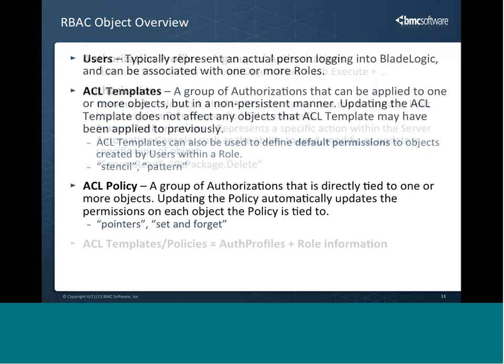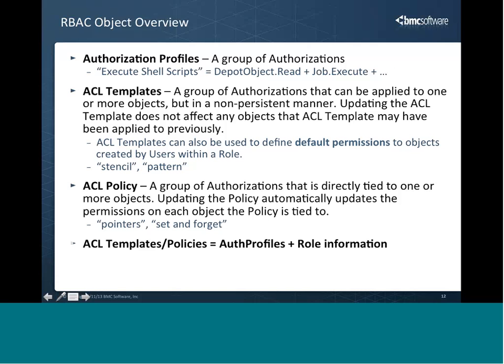ACL templates and ACL policies basically consist of a combination of the auth profiles, right, the specific set of permissions, plus role information. So an auth profile by itself just says what kinds of permissions, and then when we build the template, we say, all right, which of these permissions and which roles get those permissions. So we may want to grant more permissions to one role than another, or, for example, an auditor or inspector role may only need read-only access to some objects.